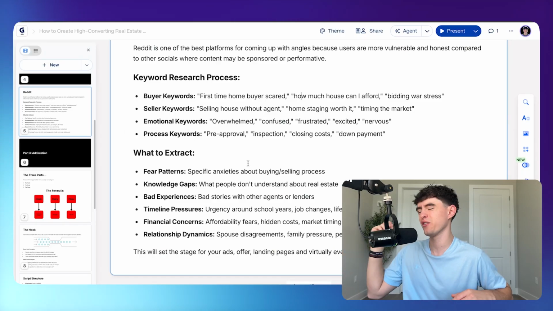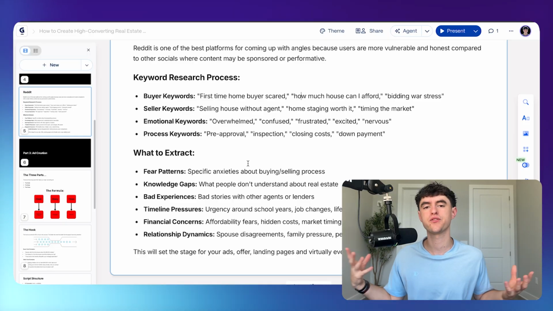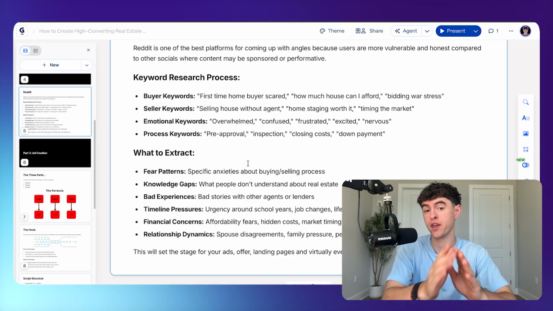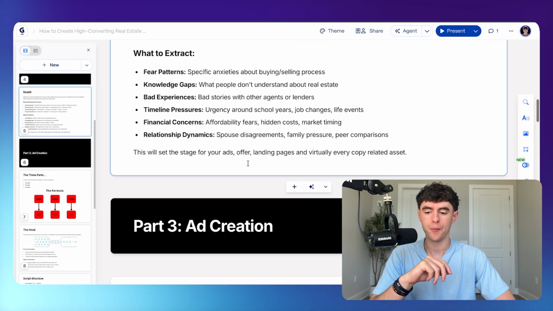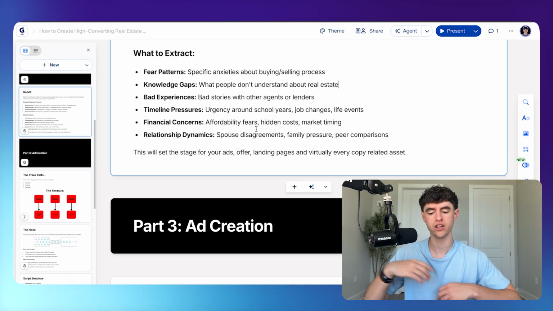Look for articles, figure out different angles you can approach, combine different articles, and figure out all of the different pain points that are specific to your ICP, your ideal customer profile. And specifically here, like we've already done, we've extracted fear patterns, so specific anxieties, knowledge gaps, what people don't understand, bad experiences, time pressures, financial concerns, relationship dynamics.